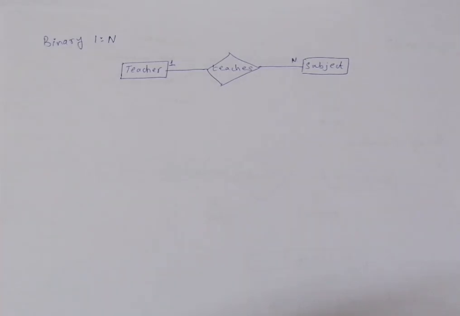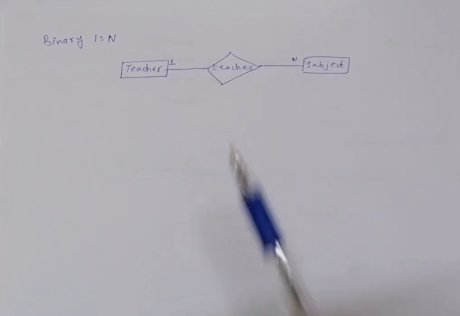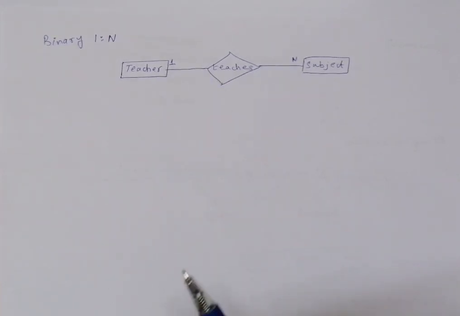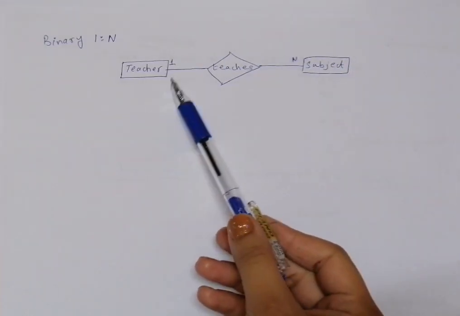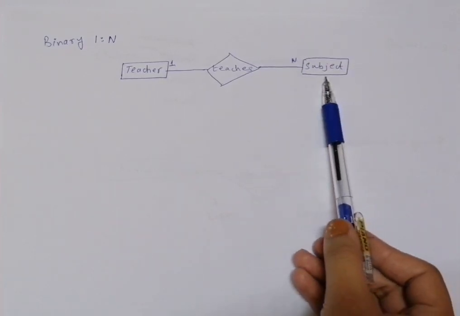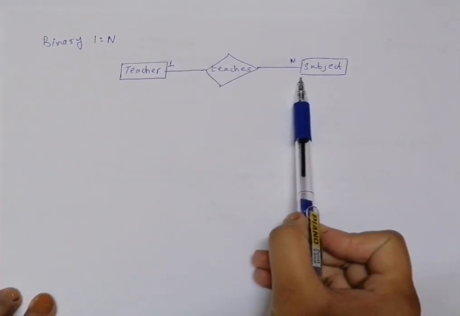participation constraint. We will directly do what? We will directly make the primary key of the relation on the one side of the relationship become, you can say, a foreign key in the relation on the n side. That is, the primary key of teacher will go towards the subject. The reason being, one teacher can teach many subjects.